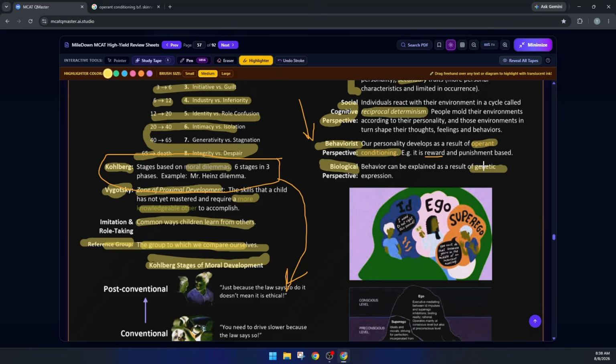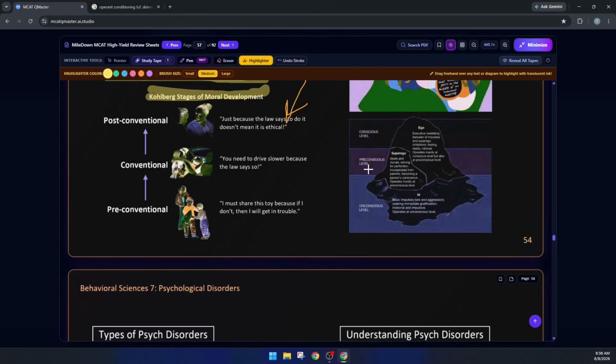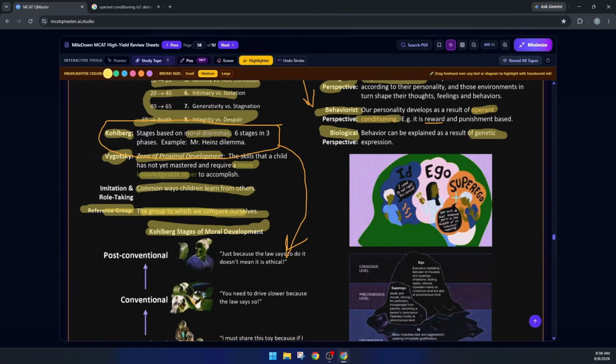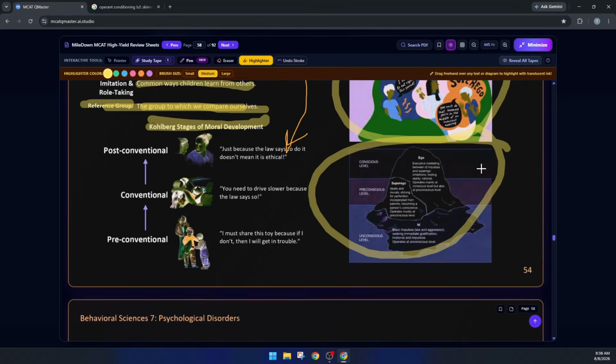So then we have the biological perspective. Behavior can be explained as a result of genetic expression. I think that is a self-explanatory definition. Here are some pictures for Freud's theory, by the way.